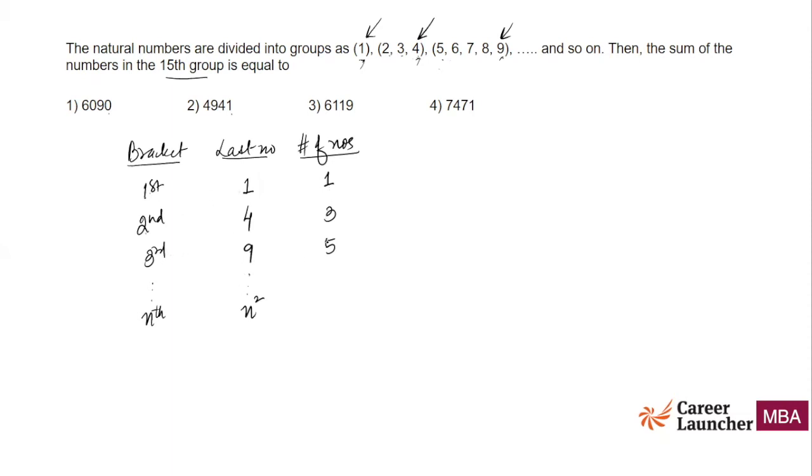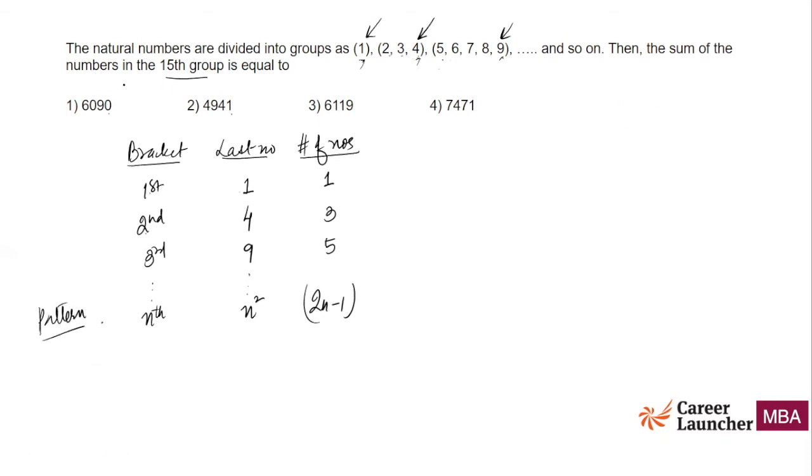What about the number of numbers in that bracket? These are odd numbers, right? The first number is 1, second is 3, third is 5. If you pay attention, twice of 1 is 2 minus 1. Twice of 2 is 4 minus 3. Twice of 3 is 6 minus 5. So the number of numbers we'll have is 2n minus 1. So this is the pattern that is there.